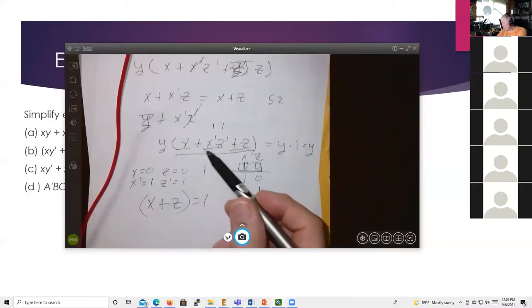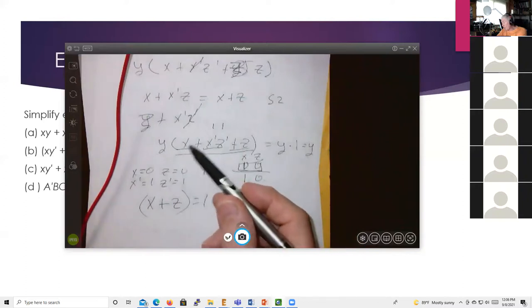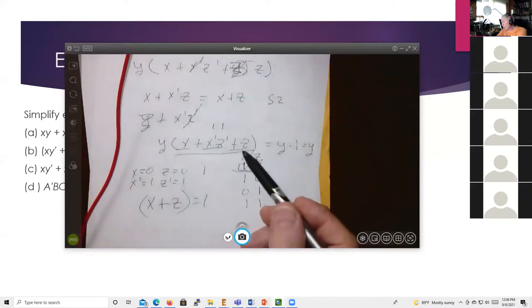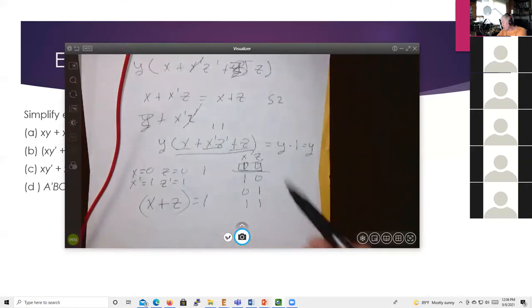In this case, you have this term. Each term will be one in its own case: x will be one when x is one, z will be one whenever z is one, and x prime z prime will be one whenever they're both zero.